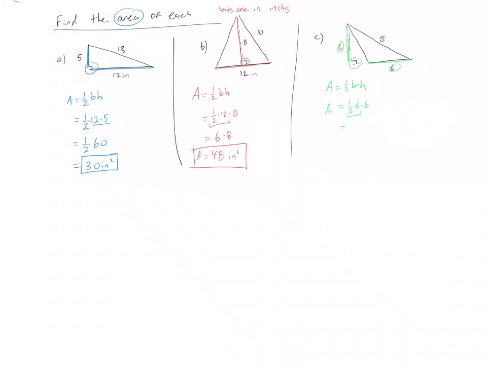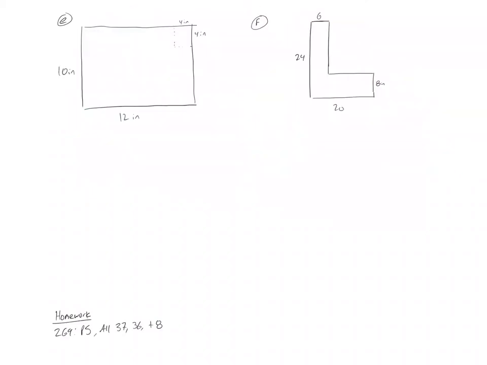So I'm going to do 1/2 times 6. It's going to be 3 times 6. So 1/2 times 6 can be 3. And 3 times 6 is 18. So the area is going to equal 18 inches squared, or square inches. Alright, 2 more with these composite shapes, and then we'll turn you loose on your homework.